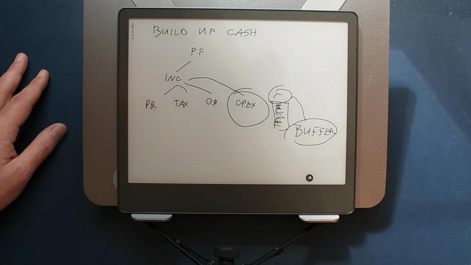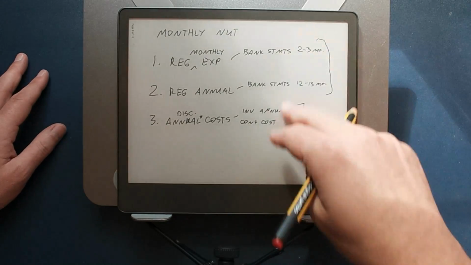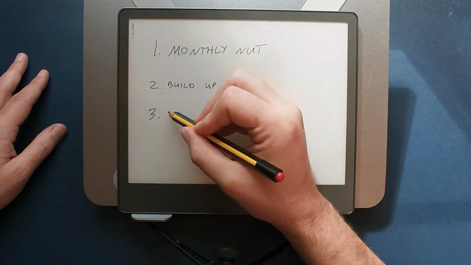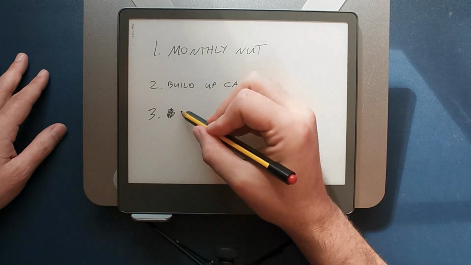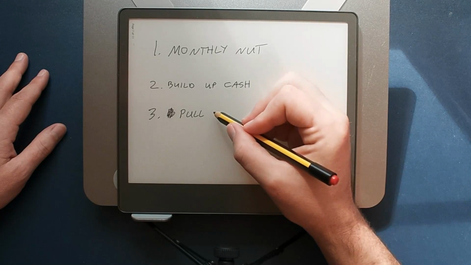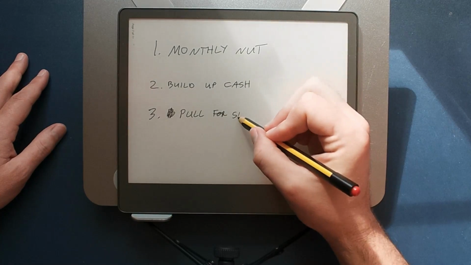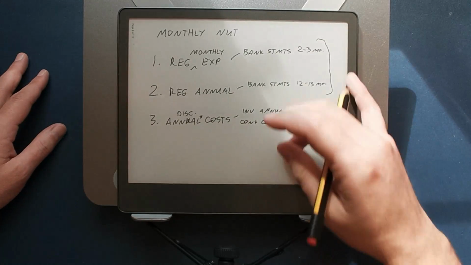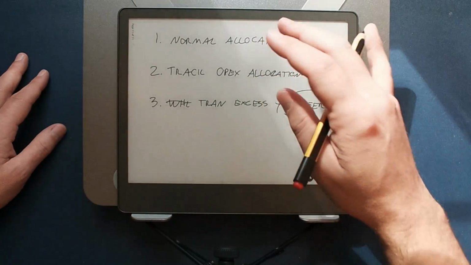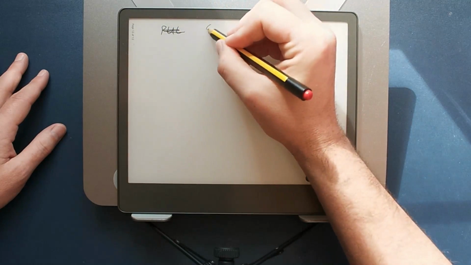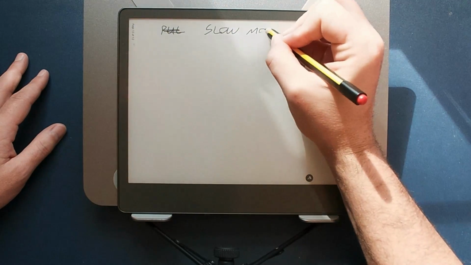So that's step 2. We have calculated a monthly nut. We have built up cash. We've put it in a separate bank account so that we don't accidentally spend it. And then we're going to pull out that buffer account for slow months. So whenever you're doing this, you've got to be careful because a slow month isn't necessarily just because you've had more expenses.